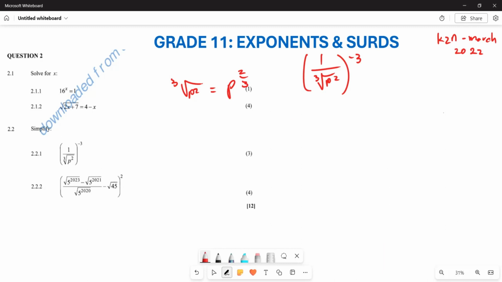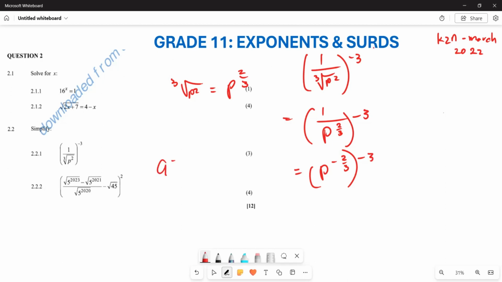So this is going to be the same as 1 over (p to the power of 2 over 3) close bracket, to the power of negative 3. Remember, this can still be written as p to the power of negative 2 over 3, close bracket, to the power of negative 3. This is still one and the same thing.